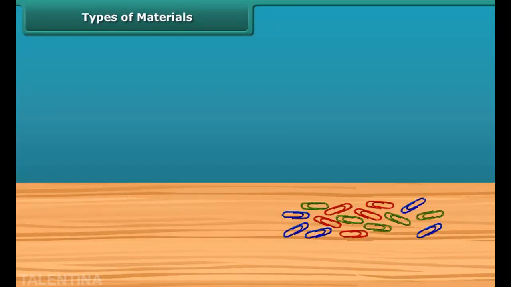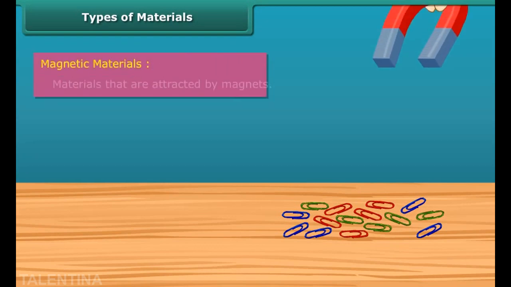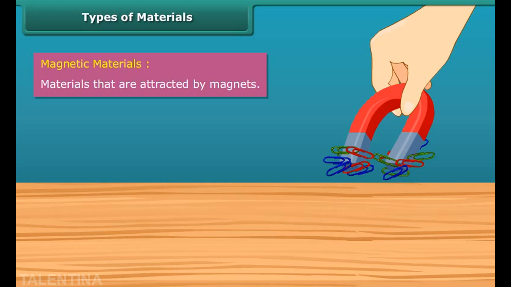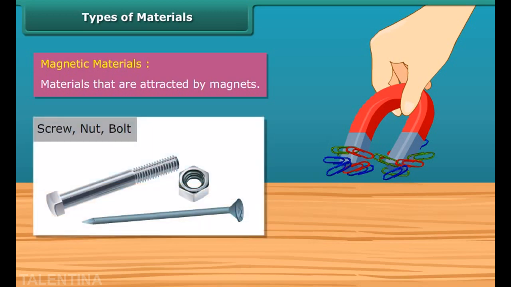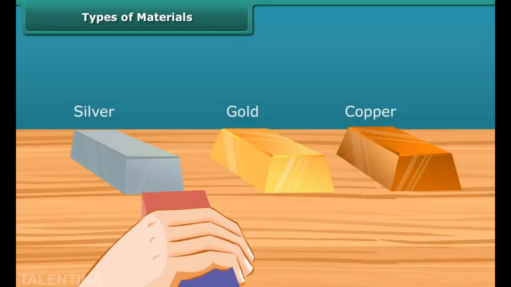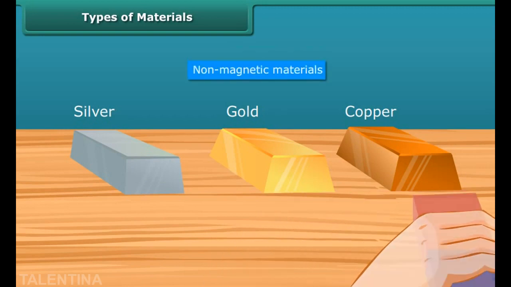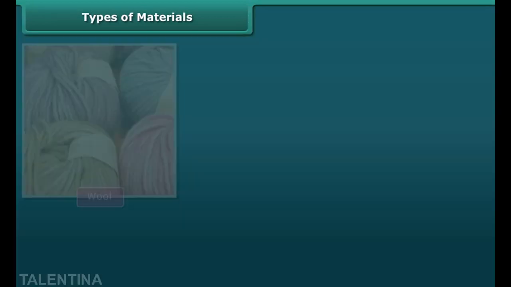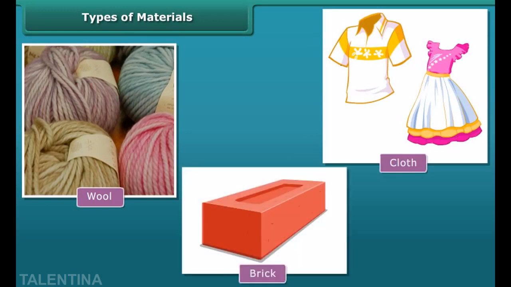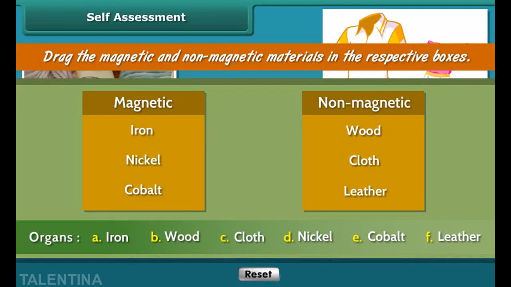Types of materials. Now let us look at the types of materials. Materials that are attracted by magnets are called magnetic materials. For example, screws, nuts, bolts are magnetic materials. Materials that are not attracted by magnets are called non-magnetic materials. For example, wool, cloth, bricks are non-magnetic materials. Self-assessment. Drag the magnetic and non-magnetic materials into the respective boxes.